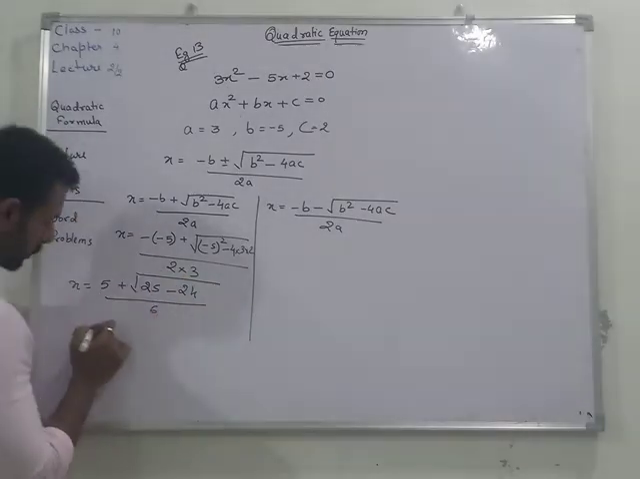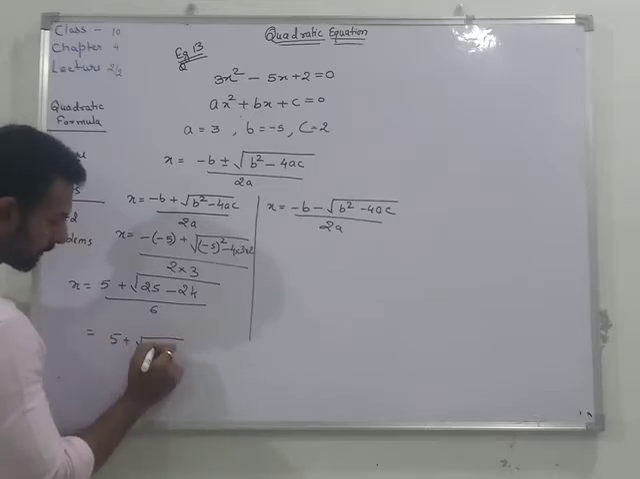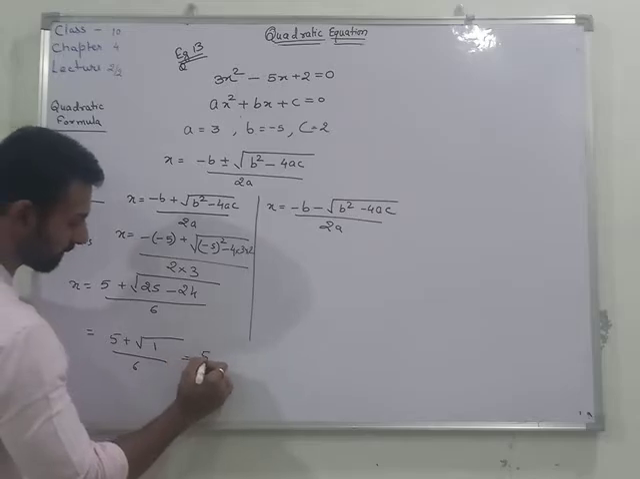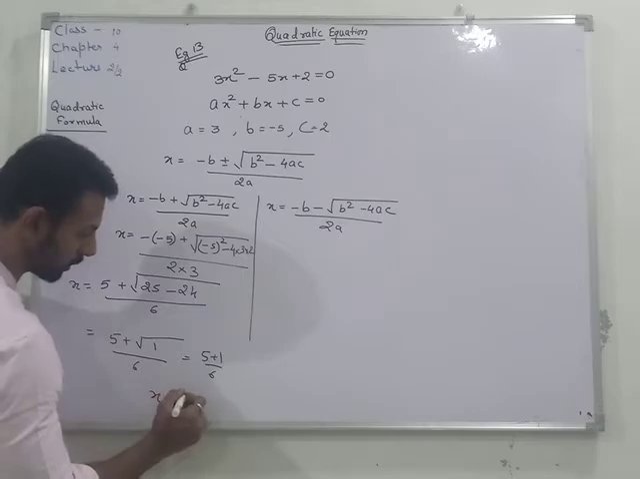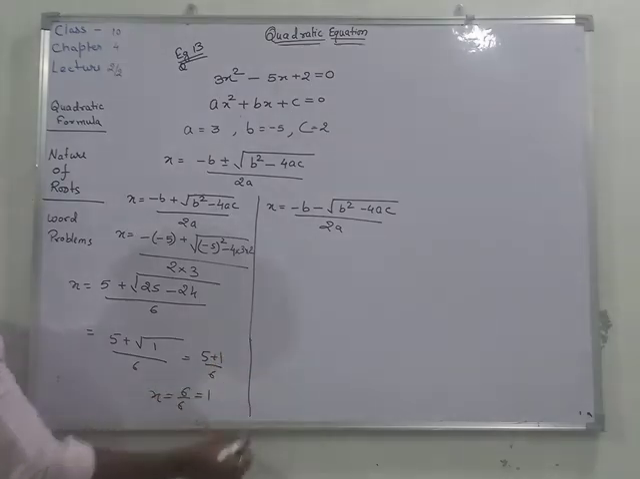Now solving this under root, we will be getting 5 plus under root of 1, upon 6, which will be 5 plus 1 upon 6, which will be x is equal to 6 by 6 is equal to 1. So we are getting one value, x is equal to 1.